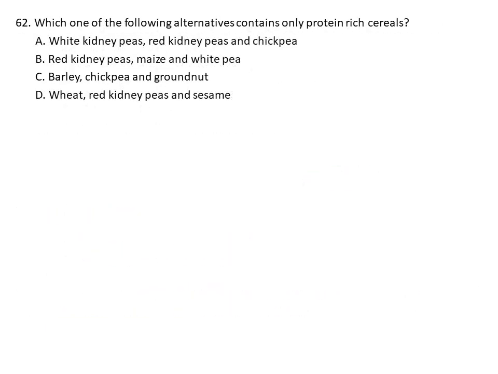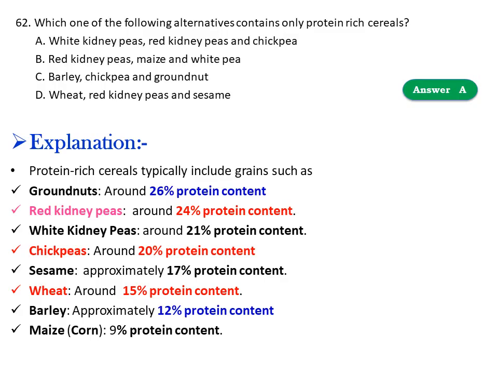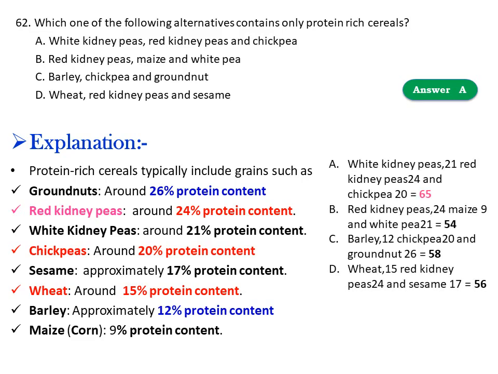Question number 62. Which of the following alternatives contains only protein-rich cereals? So the answer should be A. White kidney peas, red kidney peas, and chickpea. Protein-rich cereals, when we look at the percentage of protein content, A contains about 65% when we add them all, so it is perfectly A.